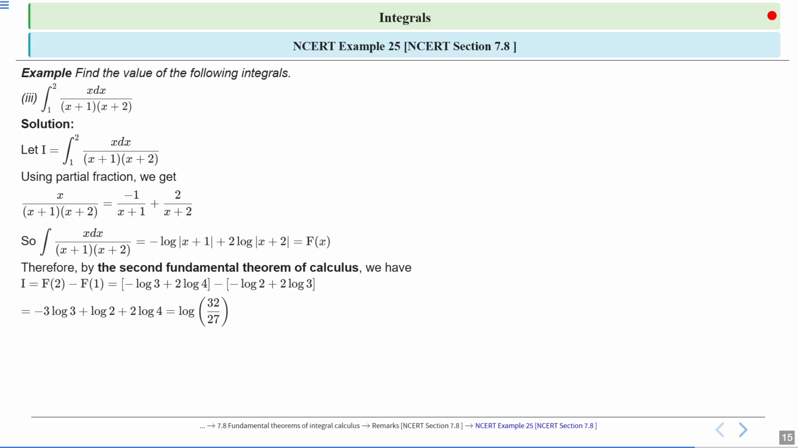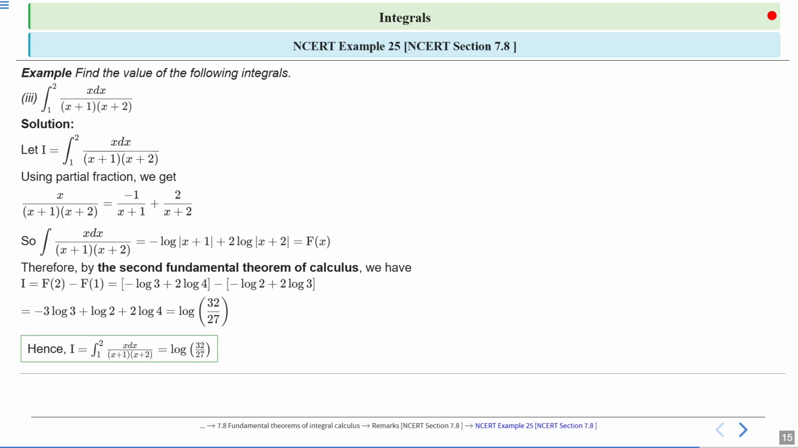So log 16, that is 4 to the power 2. So log 16, and then log 2 plus log 16, you use the property of log a plus log b, that is log a into b. So it becomes log 16 into 2, so it becomes log 32, and then minus 3 log 3 becomes log 3 to the power 3, that is 27, so it becomes log 32 minus log 27. Then we apply the log a minus log b property, that is log a by b, so it becomes log 32 by 27.